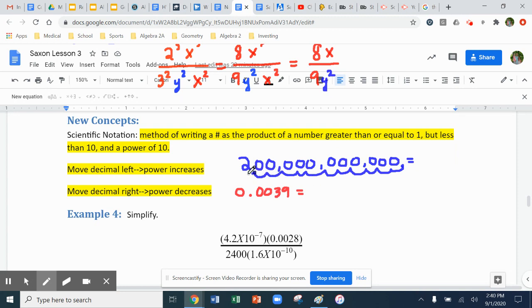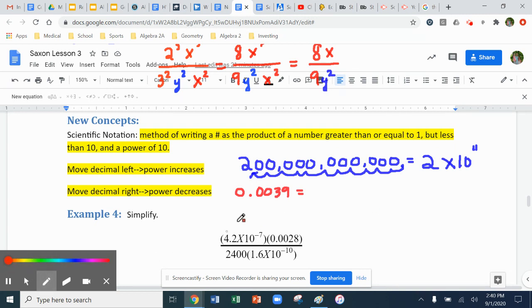And if you kept track of which direction I was moving, to the left, and that's going to make the power increase. So to rewrite this number in scientific notation, it would be 2 times 10 to the 11th power. And there's the two parts of scientific notation. Here's my number between 1 and 10, and then here is my power of 10. So that would be 200 billion rewritten in scientific notation.